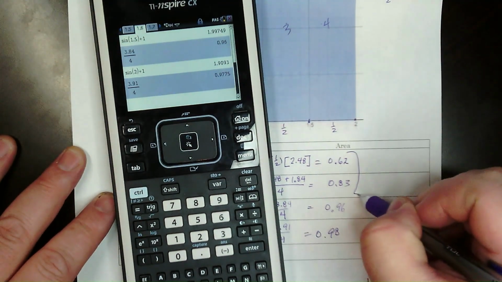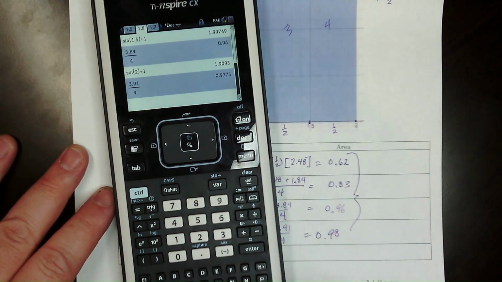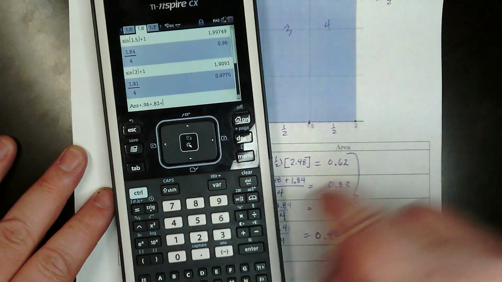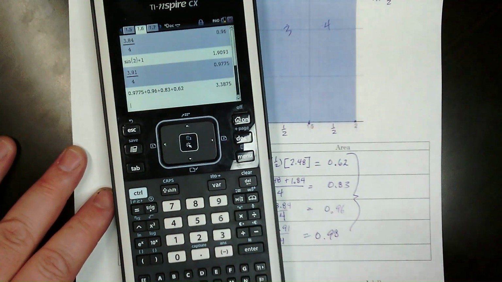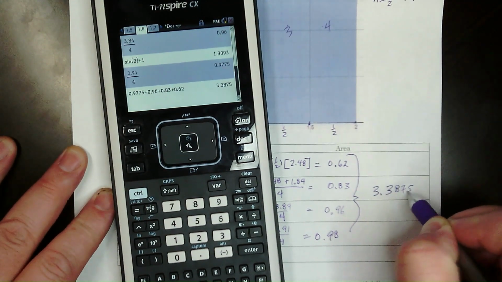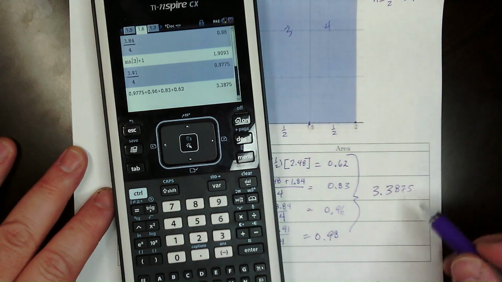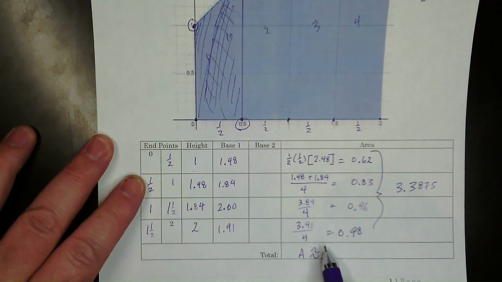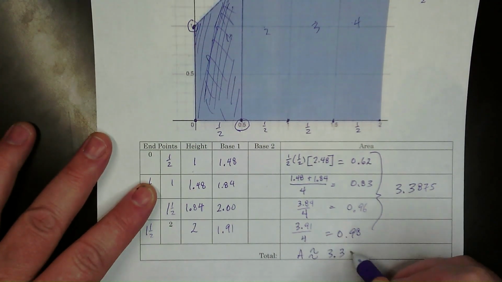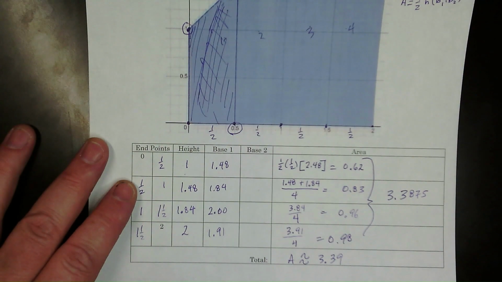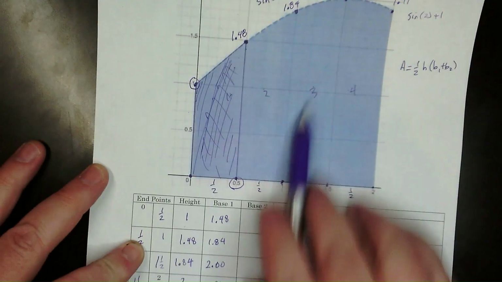Now we have to add these, and that's going to give us our total area. So we've got 0.98 there already. Let's see here, plus, there we go, 3.3875. So if we round that to 3 significant figures, we're going to get a total area of approximately 3.39. Yeah, there we go. So I hope this has been helpful. That's how you do it. Find the area of each trapezoid.